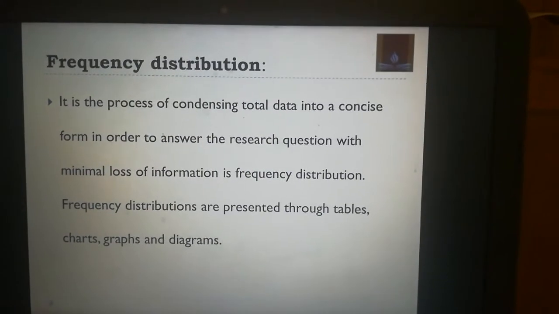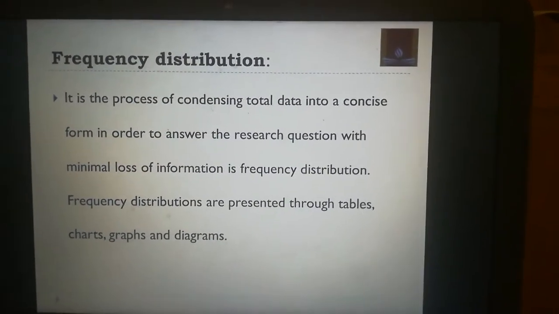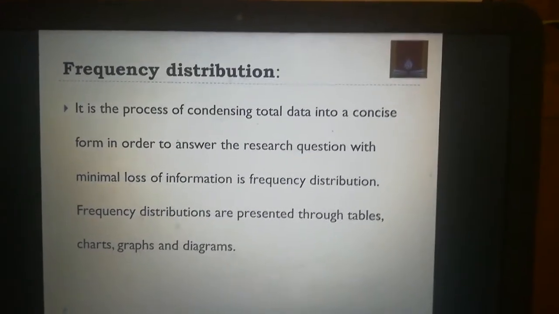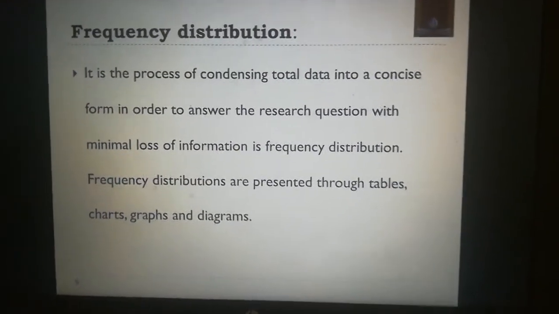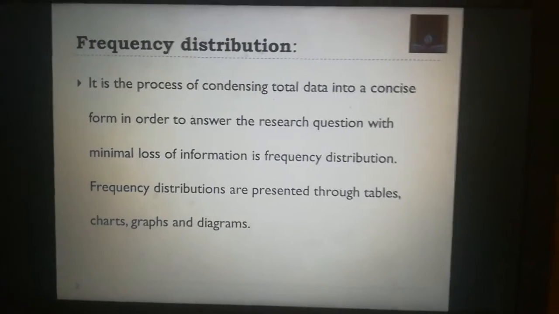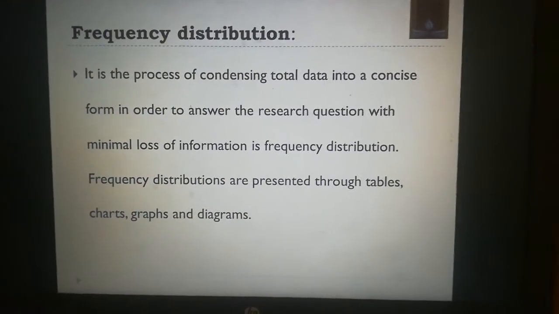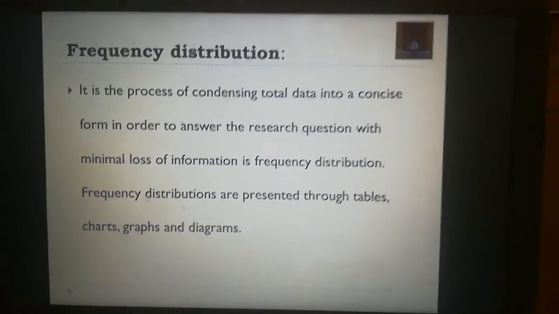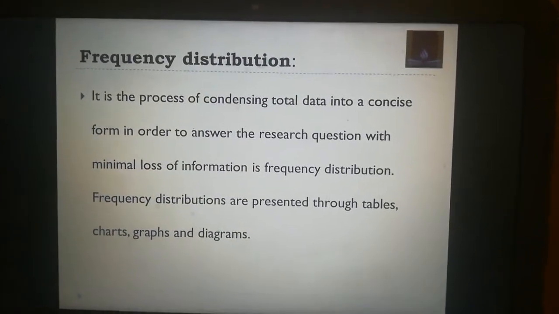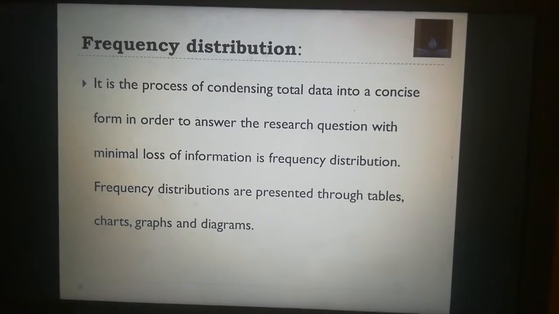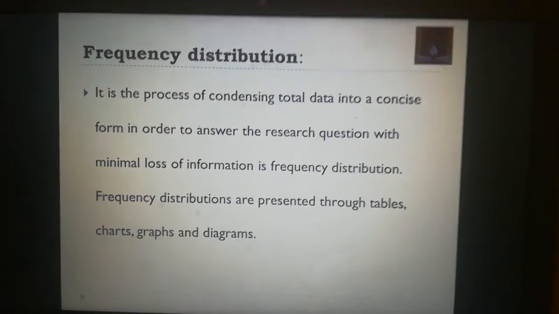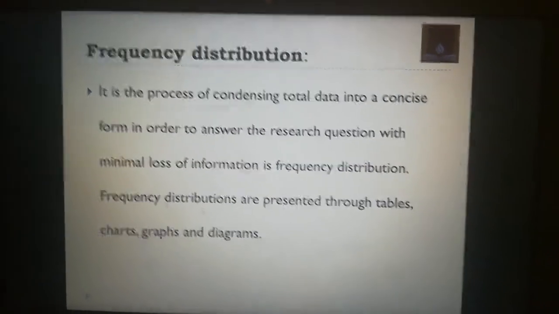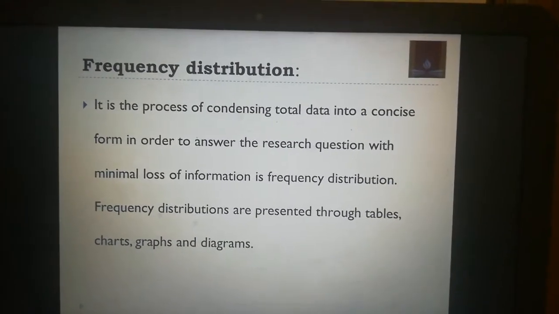It's the process of condensing total data. The total data that we have collected, we are condensing into a concise form so that we could give an answer to the question with minimal loss of information. That is frequency distribution. And usually the frequency distribution is represented through tables, charts, graphs and diagrams.